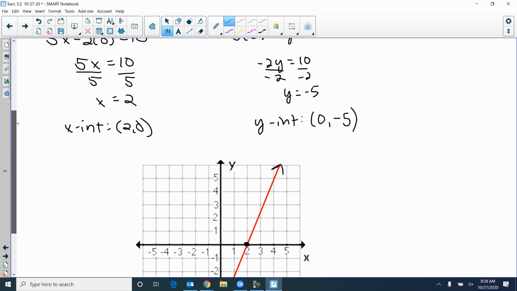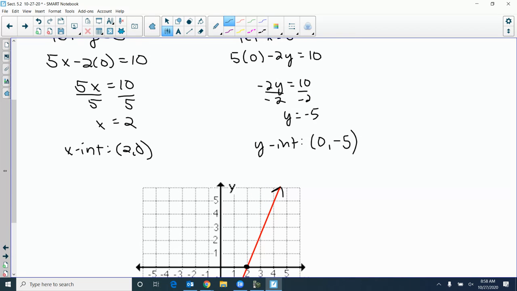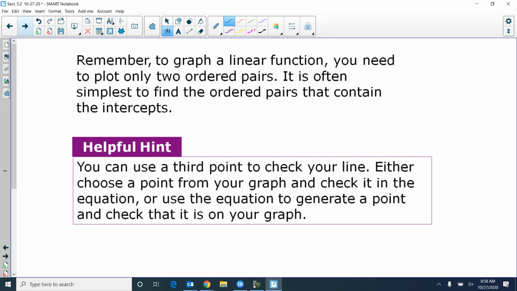Okay, so that's how you find x and y intercepts. Let the opposite variable be 0. Now, it says down at the bottom that when you're graphing a linear function, you need 2 ordered pairs. Really, that's it. We find it's easiest to find the x and y intercepts. If you want to, you can use a third point to check your line because if you made a mistake, that'll allow you to figure that out.